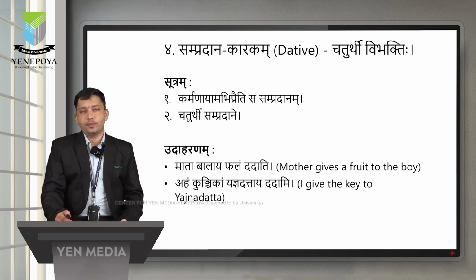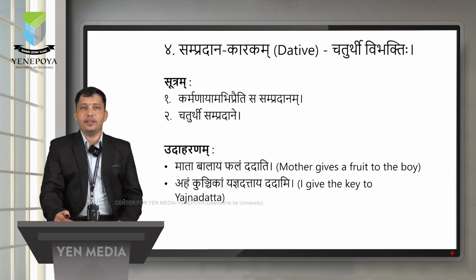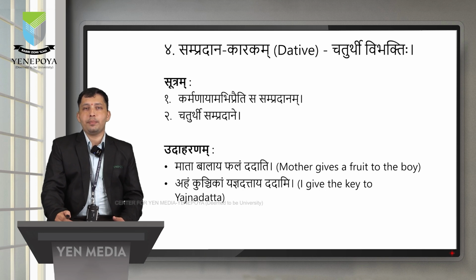So one who receives. The second example is Aham Kunchikam Yajnadattaya Dadami. So the meaning of this sentence is I give the key to Yajnadatta. I am doing the giving action and Yajnadatta is the receiver here. So in these two sentences, Bala and Yajnadatta represent Sampradana Karaka, that's why they are in Chaturthi Vibhakti.